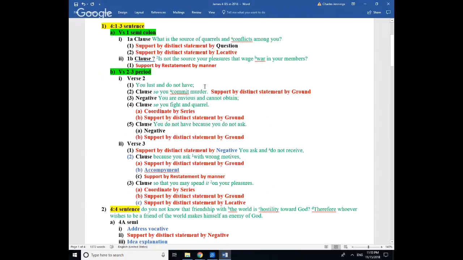Okay. And if this is just figurative, what this is saying is that people will kill your character, kill your reputation, which means they slander, they gossip to get what they want, which reminds us of the previous chapter that talked about the teachers receiving a stricter judgment and about the tongue. Okay. So this seems to be a distinct statement in that way.